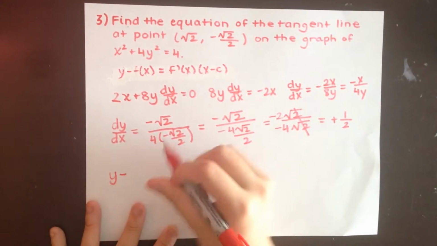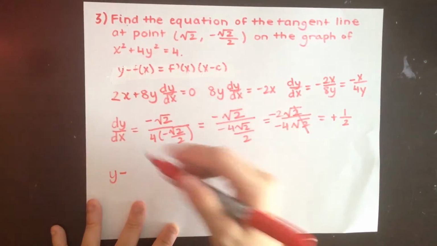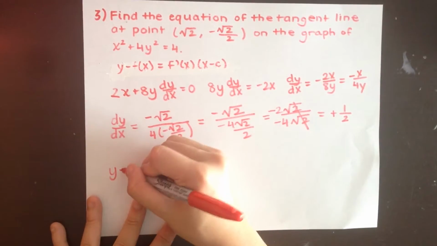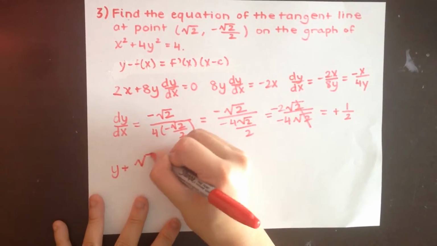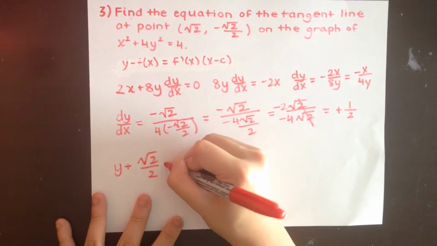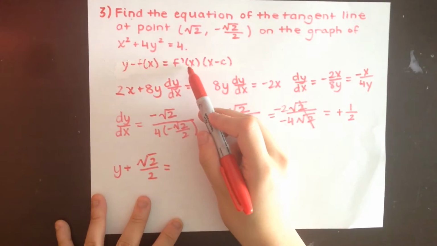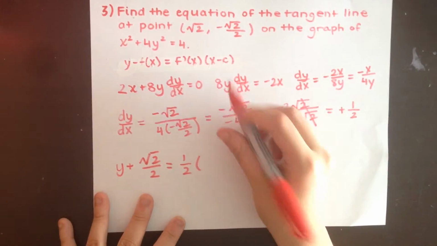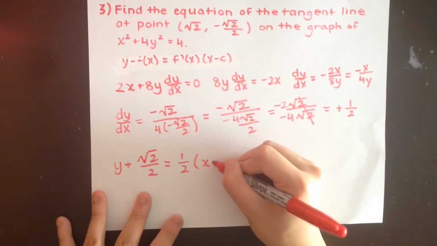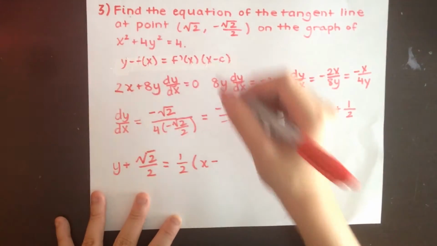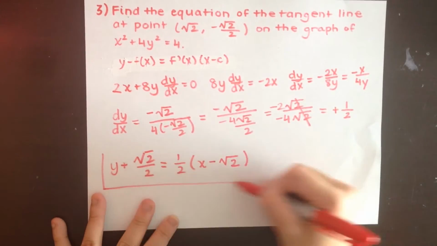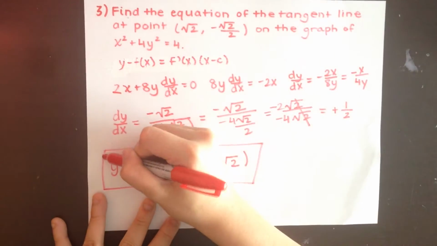So y minus f of x, which is given here, negative root 2 over 2, but since it's minus negative, it becomes a plus. Y plus root 2 over 2 is equal to the derivative of f of x, which is 1/2, times x minus c, which is x minus root 2. This is the equation of the tangent line.